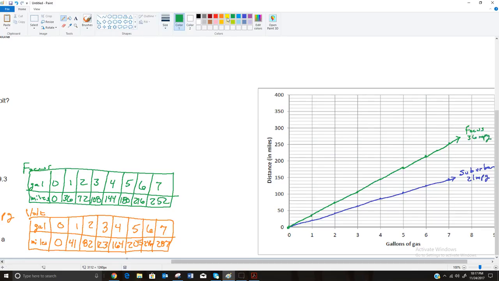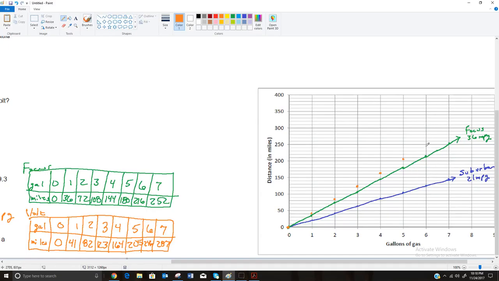And then lastly, we'll plot the Volt, which will have an even steeper slope since it gets 41 miles per gallon. Still going to start at zero, doesn't matter what vehicle you have, not going anywhere on 0 gallons of gas. There's 41, 2 is 50, 60, 70, 80, 2 miles, 3 is 123, there's 120, and 3, 4 is 164, 150, 164, should be just slightly under half. 5 is 205, so here's 200 and 210, so it would be right in the middle of those.